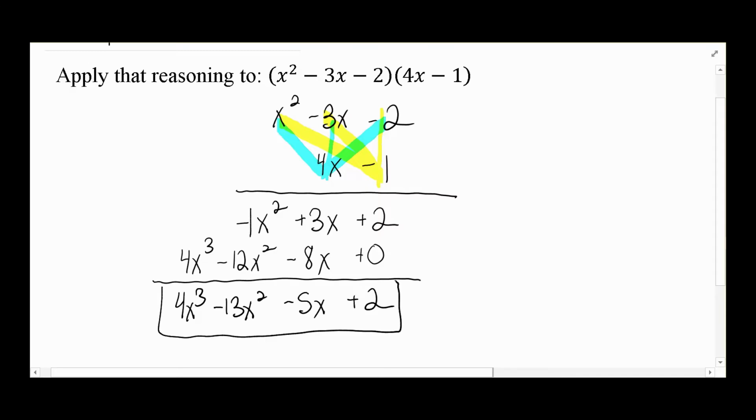So again, that same organization that worked well for us in grade school can work well for us here in algebra as well. It organizes your work, it makes sure that you combine all the like terms, and make sure you didn't forget any multiplication.